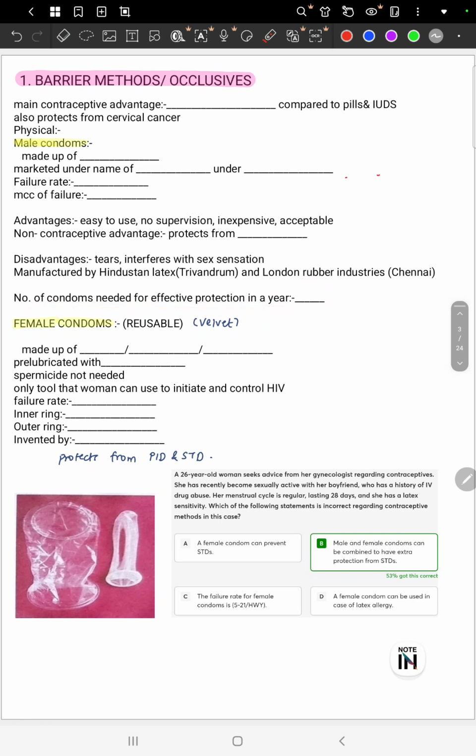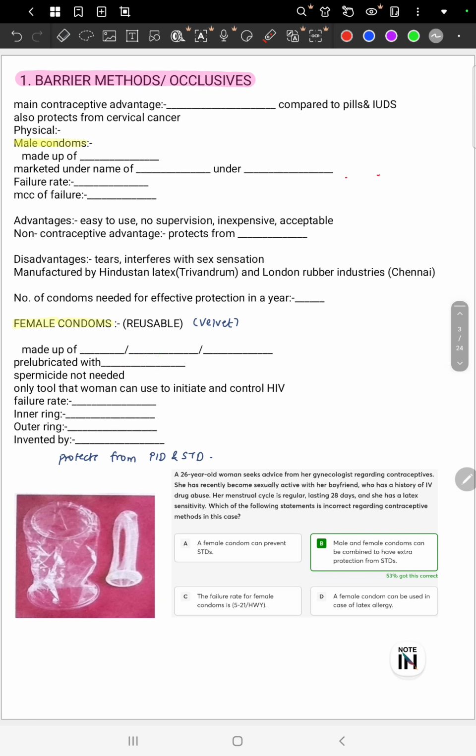Female condoms are the reusable condoms, very important. The male condoms are not reusable. The female condoms are reusable. They are also sold under the name Velvet. It is made up of nitrile, that is FC2, or it is made up of polyurethane, that is FC, pre-lubricated with silicone, and a spermicide is not needed.